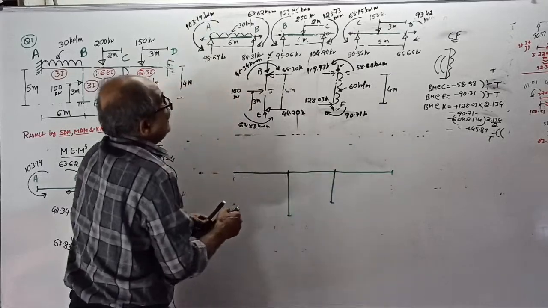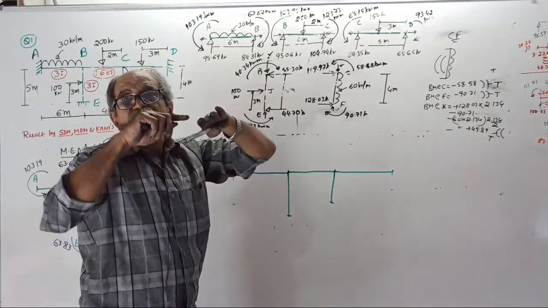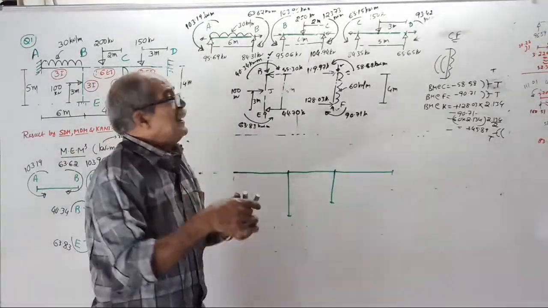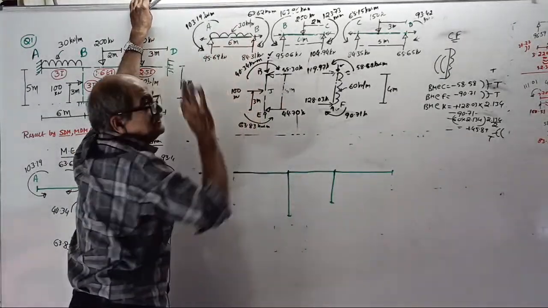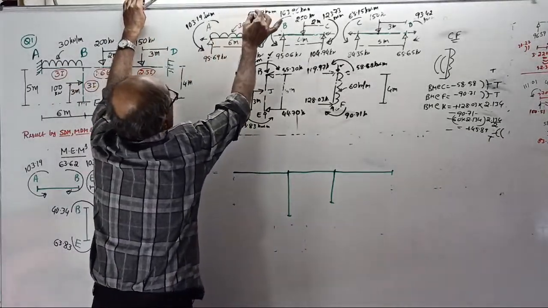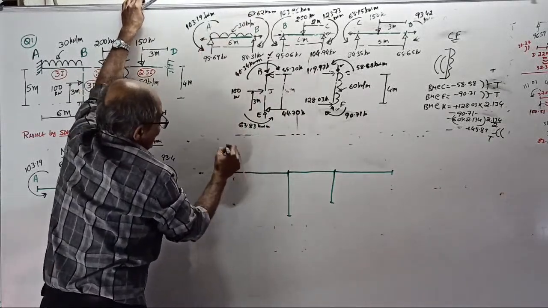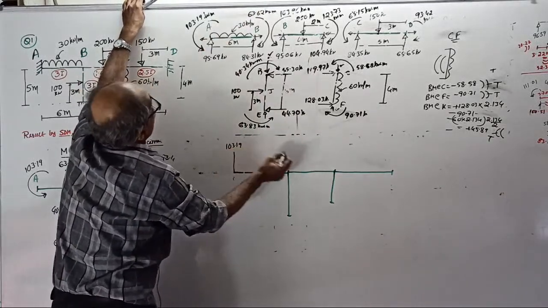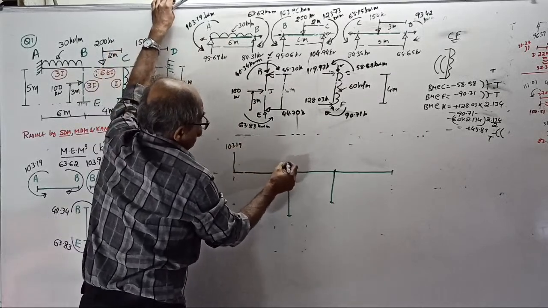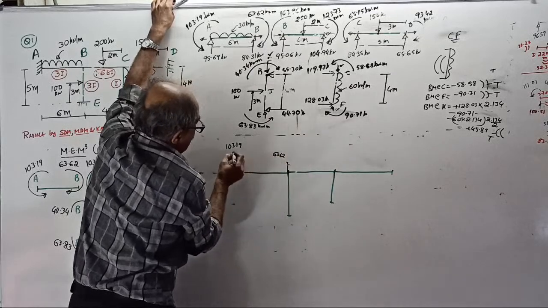First plot the end moment diagram. The negative means what? On the loaded side, or by the crude method, plot on the tension side. See, very crude method: end moment diagram, plot on the tension side. See, 103.19 here, 63.62 for this member, 62 for that member, joined by a straight line.